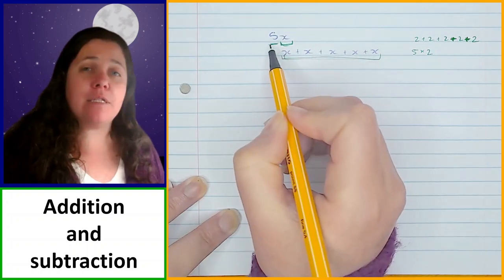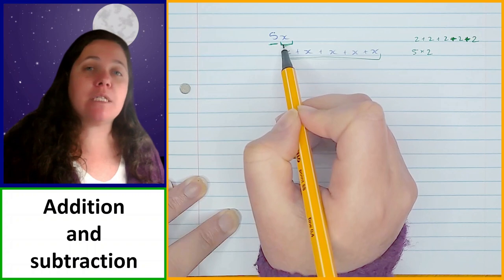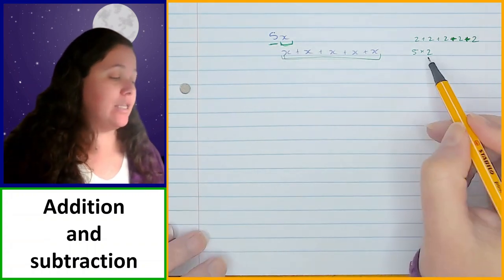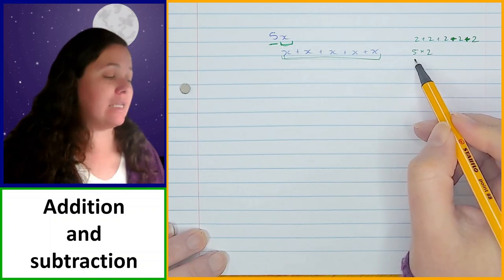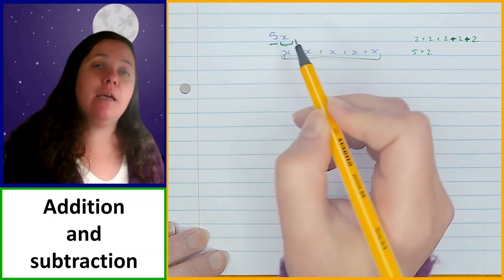So the number in front, the coefficient, tells me how many there are, and the variables tell me what they are. Okay, so in this case, they are x's. In this case over here, they are 2's. The 5 is telling me that there are 5 2's. Here, this 5 is telling me that there are 5 x's.